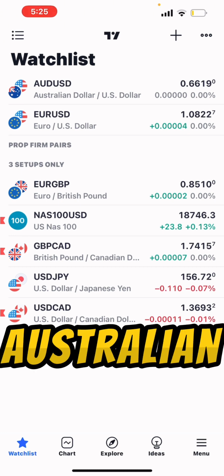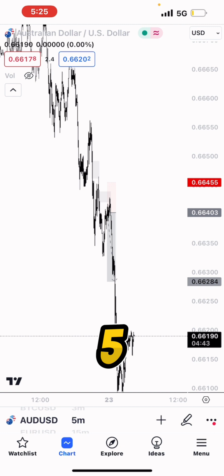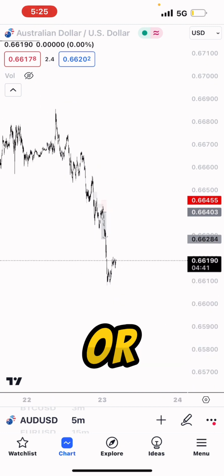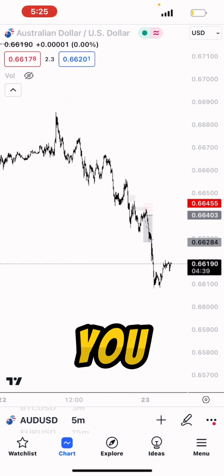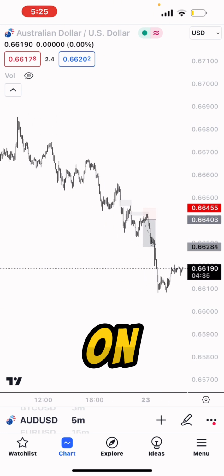Like, for example, Australian US dollar, AUD USD. For AUD USD, you can use the 5-minute structure, but on other time frames or on other pairs, you can't use that. And so for here, you see how smooth and clean structure is on the 5-minute.